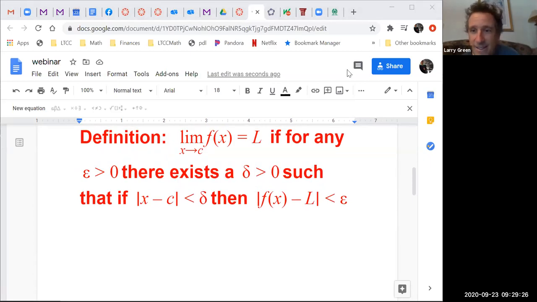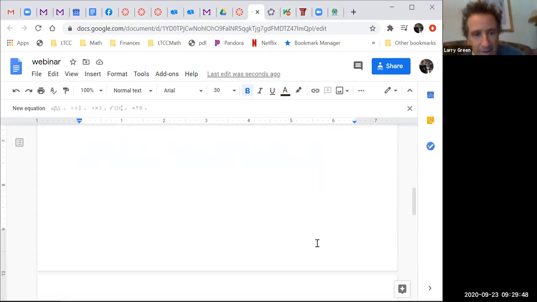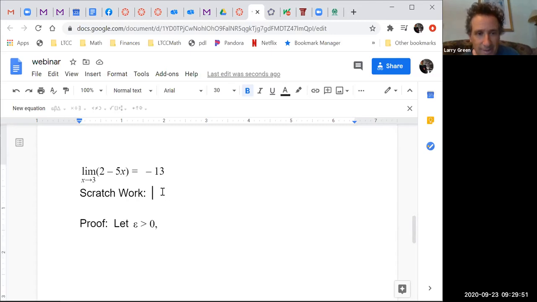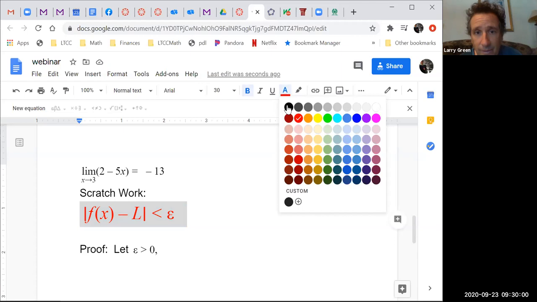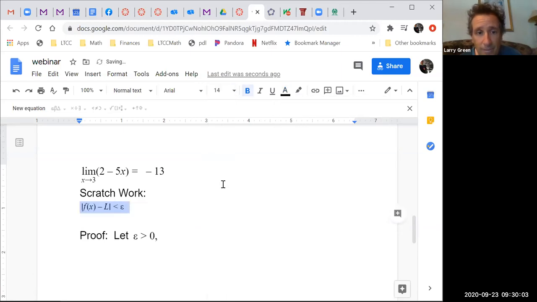We need that the absolute value of f of x minus L is less than epsilon. That's our conclusion, right? That's the end of the maze. So I'm going to start with that. I'm just going to copy and paste it, so I'm going to have to change the font or the size. So on the scratch work, we're going to start there. Okay, now we're going to substitute it in.